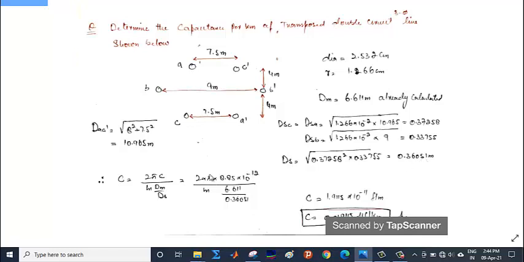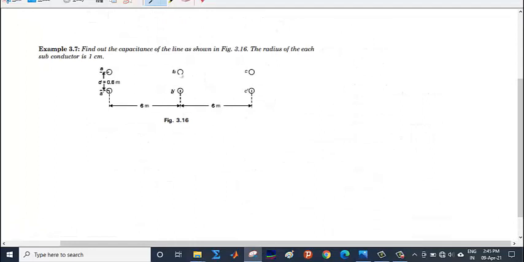It comes out to be 0.36051 meter. So to calculate this C, we use this formula 2 pi epsilon divided by ln of dm by ds. 2 pi epsilon is the constant one, ln of 6.61 divided by 0.36051, it comes out to be 1.9115 into 10 to the power minus 11 farad per meter. We can use the usual units of it, microfarad per kilometer. In case of inductance, it was millihenry per kilometer. It is 0.01945 microfarad per kilometer.